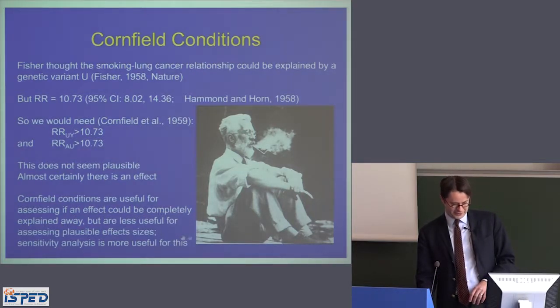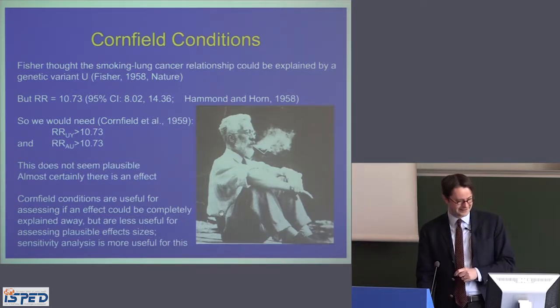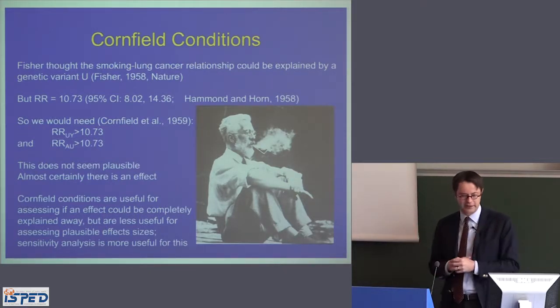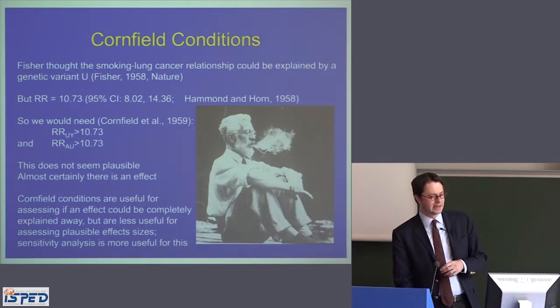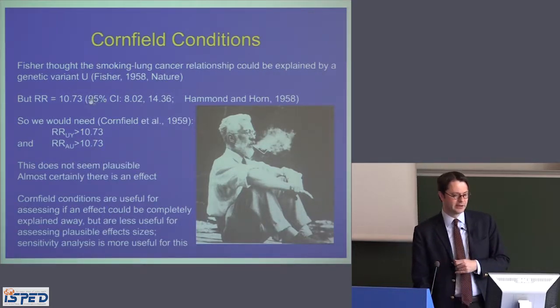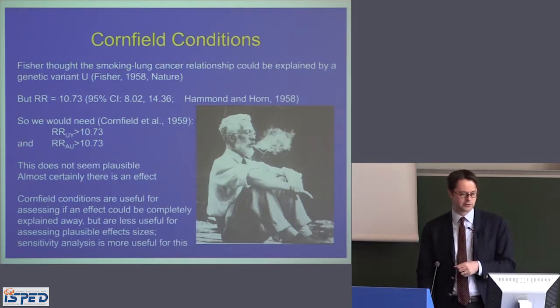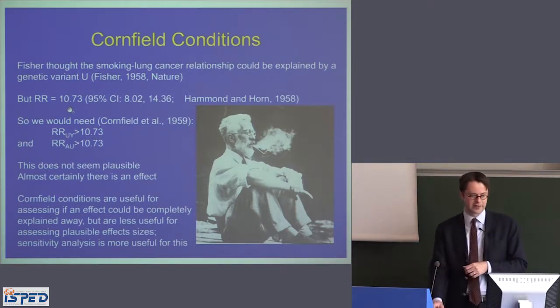Here we have a picture of Sir Ronald Fisher happily smoking away on his pipe, but he had proposed in a letter published in Nature in 1958 that really that whole smoking lung cancer association was due to a genetic variant. There had been studies at the time suggesting pretty large risk ratios relating smoking to lung cancer. One cohort study suggested a risk ratio as large as 10-fold, confidence interval from 8 to 14.